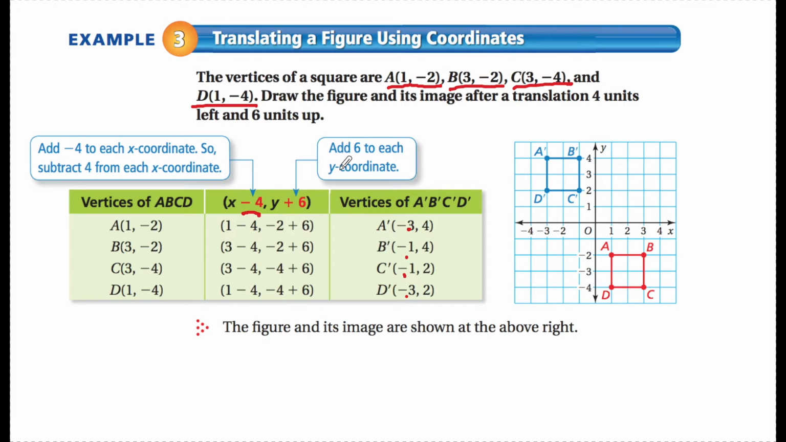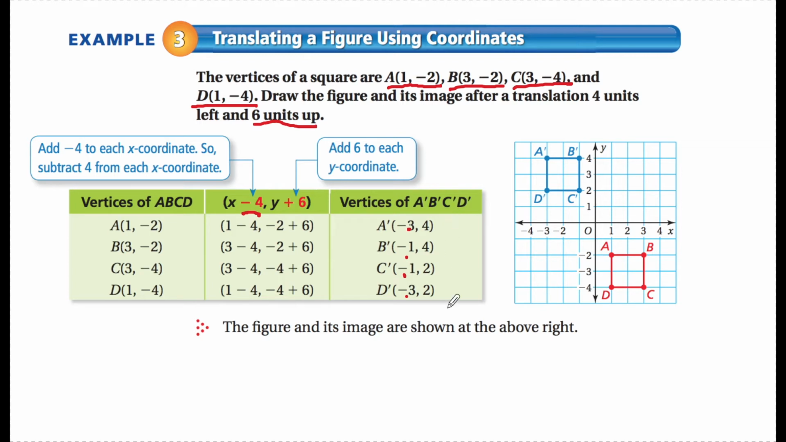Then we need to add 6 to each y coordinate because they want us to go 6 units up. So remember, up is positive, down is negative, right is positive, and left is negative. I'll make a slide of that next for you. Okay? So now we have y coordinate -2. So -2 plus 6 is 4. -2 plus 6 is 4. -4 plus 6 is 2. And -4 plus 6 is 2.